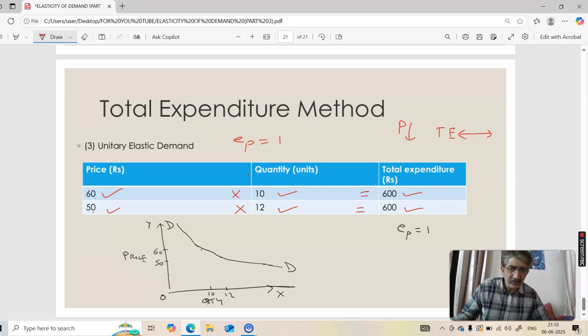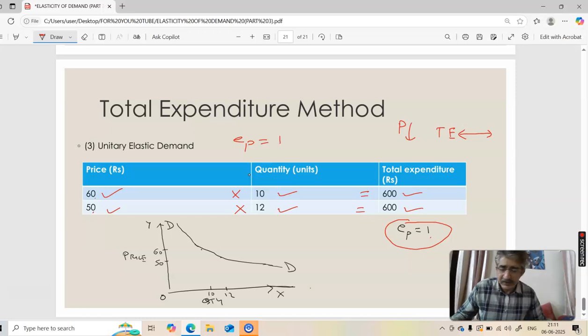So which case is this? I just told you, this is the case of unitary elastic demand. I'm encircling it: EP, that is the symbol for price elasticity, is equal to 1. And in this case, you can plot it on your own on a graph, but remember I told you what the rule is. The rule is whenever it is unitary elastic demand, you get a rectangular hyperbola. Mathematically speaking, the demand curve is called a rectangular hyperbola shape. Revision: it approaches the y-axis and the x-axis, but never touches them.